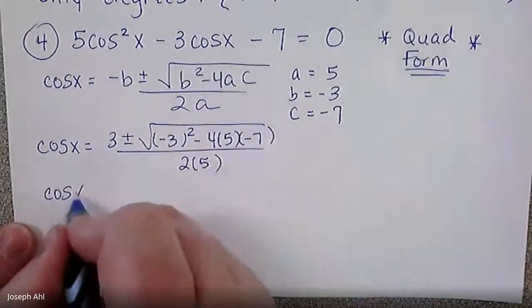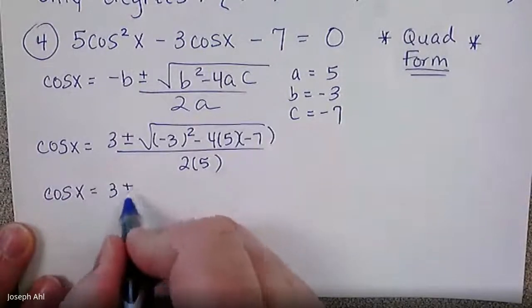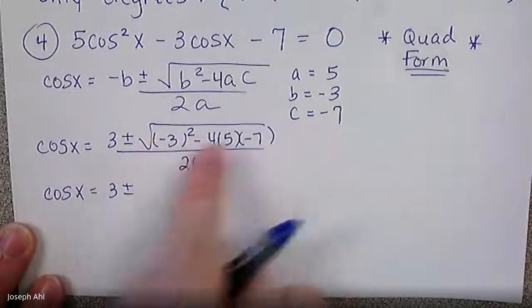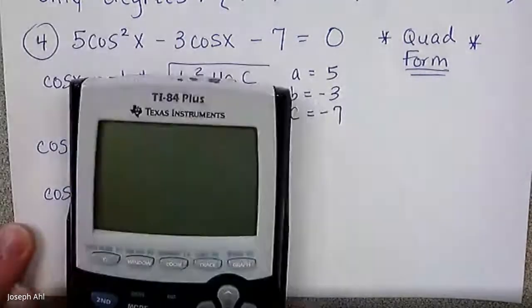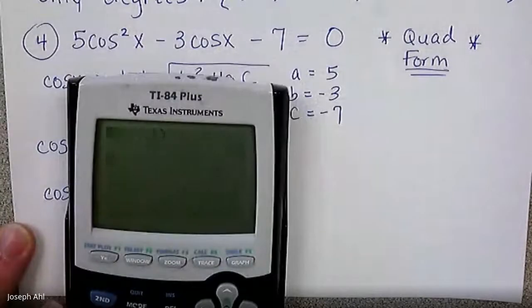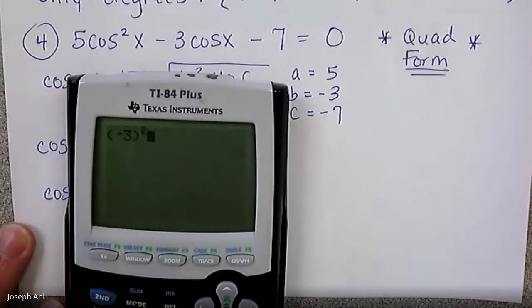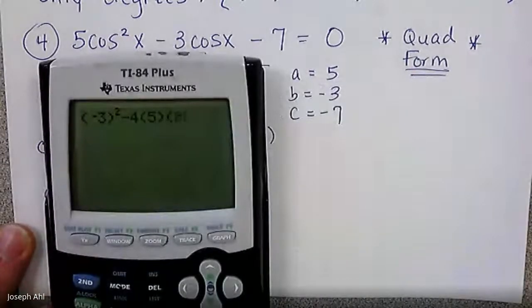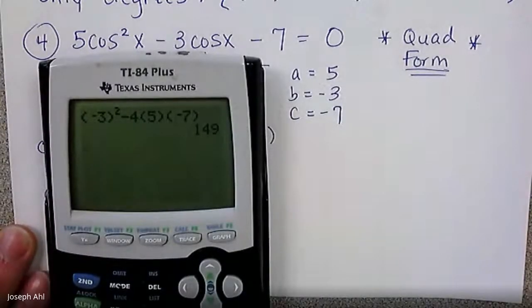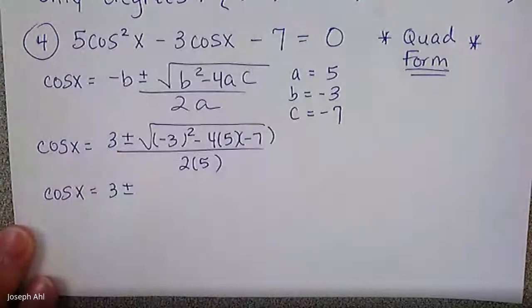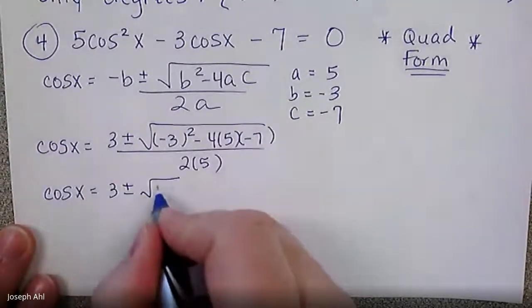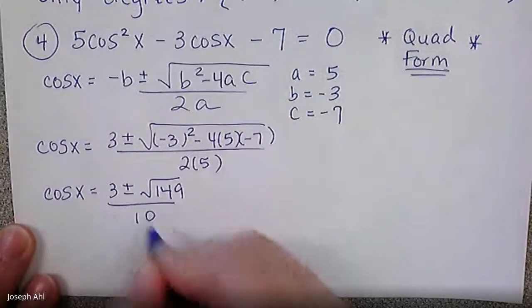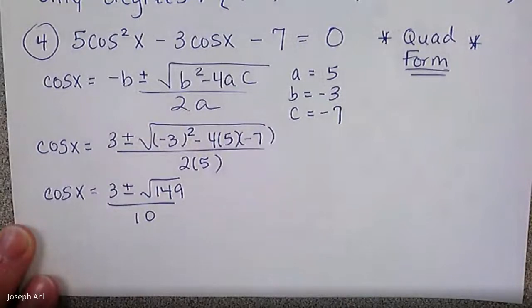All right, cosine x equals 3 plus or minus. Let's talk about what this number is under the radical. I would just type that in the calculator to make sure we avoid any computational mistakes there. -3 squared minus 4 times 5 times -7. The number under the radical is 149, which is not standing out to me as a perfect square. Okay, and then that would be all over 10.